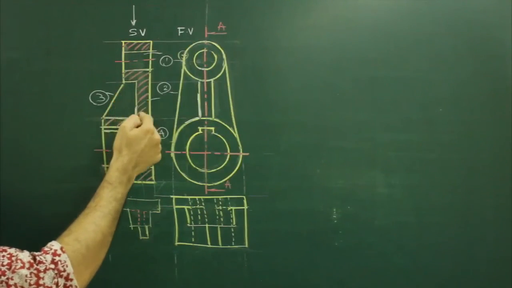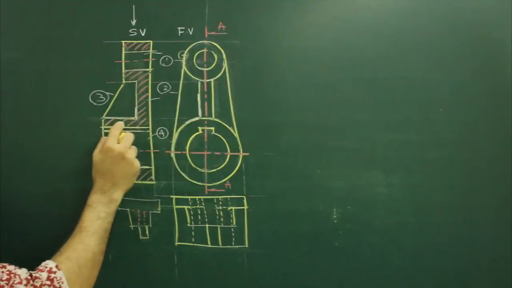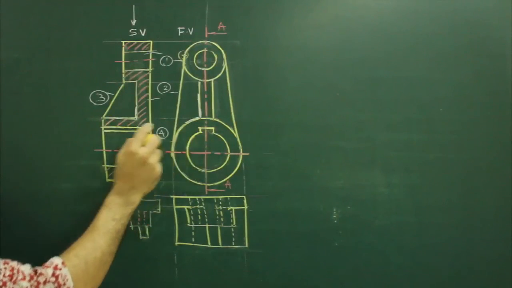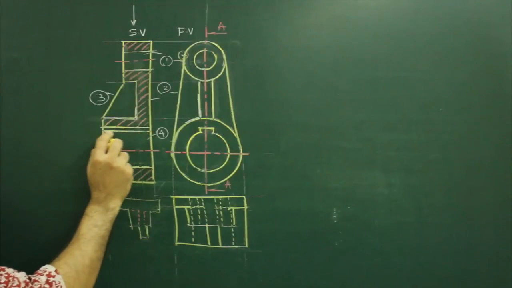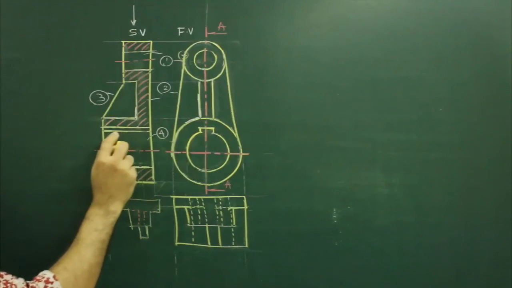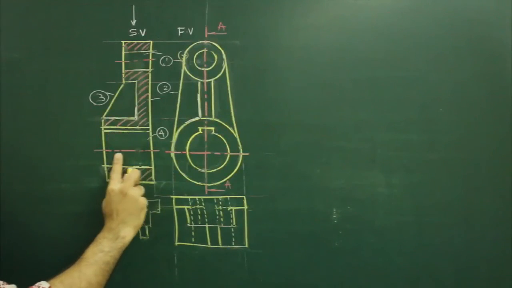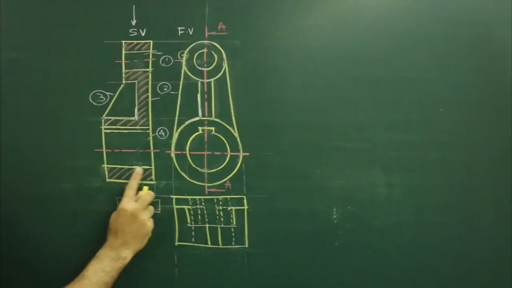So we will hatch this. This part is getting cut. Over here there is no cutting. So it will be just a plain dark line because we can see this part after cutting. Over here there won't be any hatching. In this lower portion, this will be hatched.